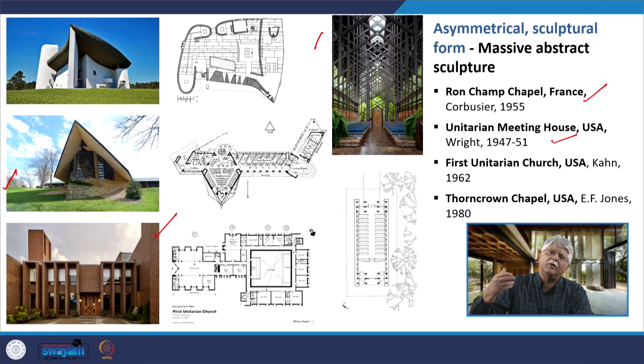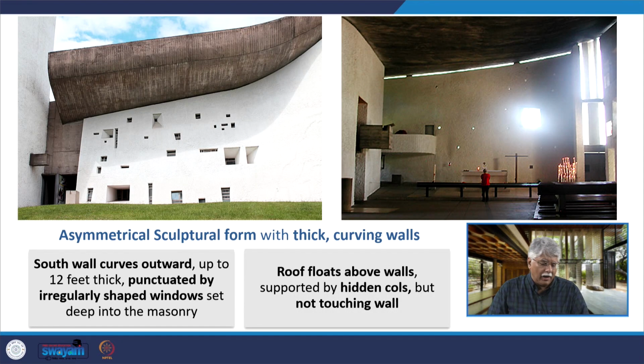We may talk about it later when we talk about late modernism, where we will talk about sculptural expressionism and geometric expressionism. Now, the asymmetric sculptural form with thick curving walls in the Ronchamp Chapel has the south wall curving outward, and it is up to 12 feet thick. It is punctuated by these irregularly shaped windows that you see all over the facade, and they are set deep into the masonry. Light penetrates through them unevenly inside the building.